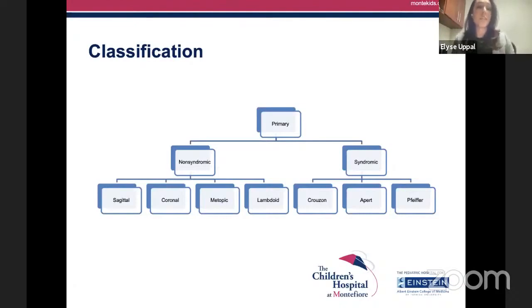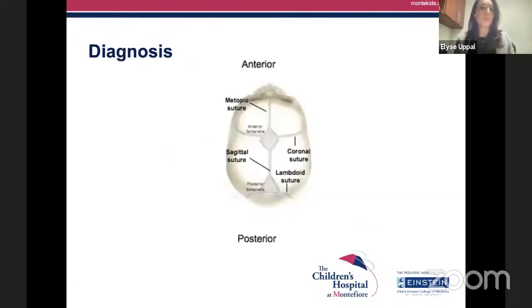Now, the syndromic versus non-syndromic portion of this is really important to distinguish. They're two very different types of patients, and it's really important for families to understand this before they start doing their online research. They're Googling. Syndromic cases tend to be much more complex. They tend to be multi-suture fusion, and bicoronal is the most common of those.